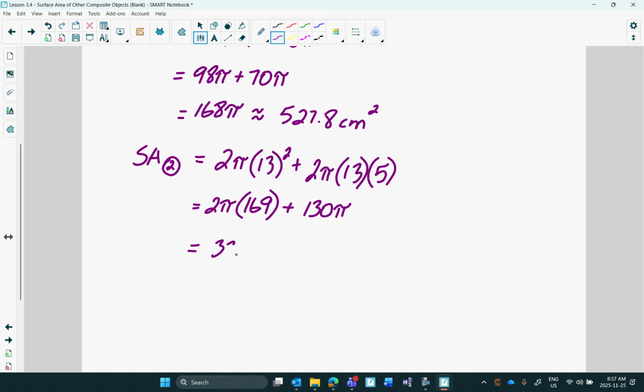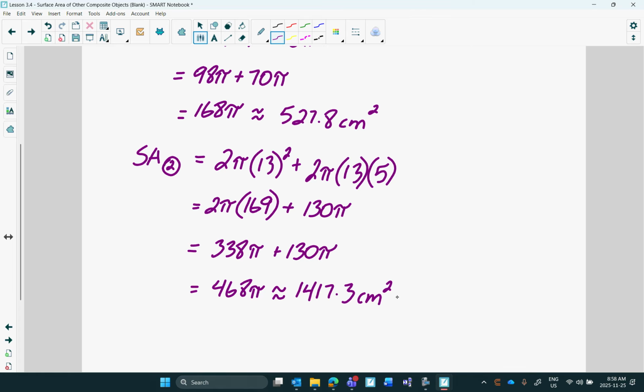So 2 times 169 is 338, plus 130 times 5. And if I add those pi's together, I get 468 pi's, which is about, let's go one decimal place again, 1,470.3. Okay, those are the 2 tiers. Those are the 2 layers.